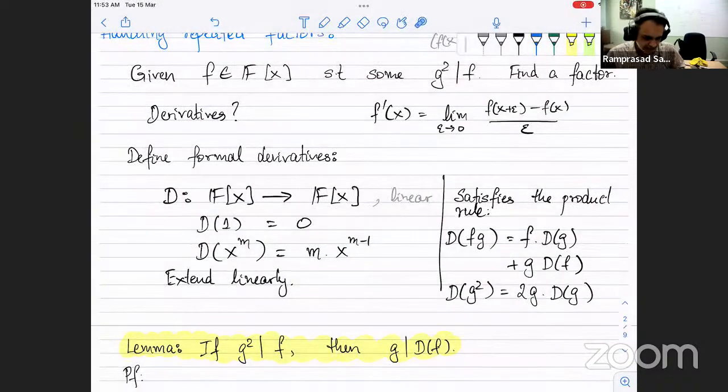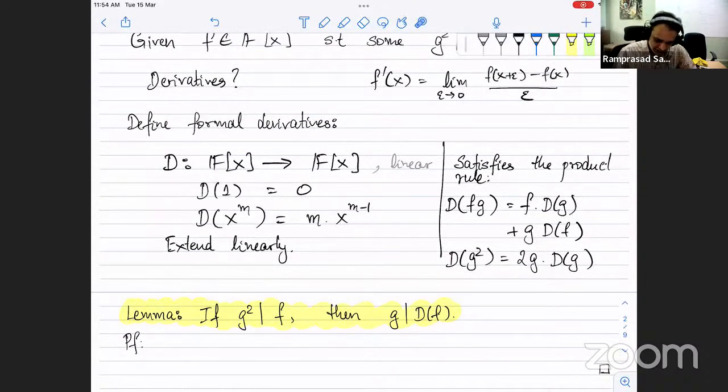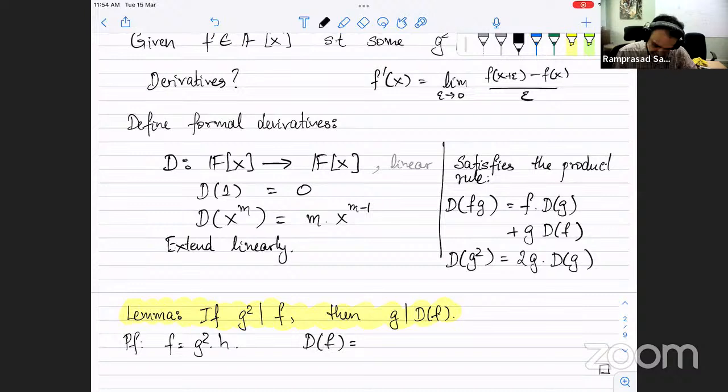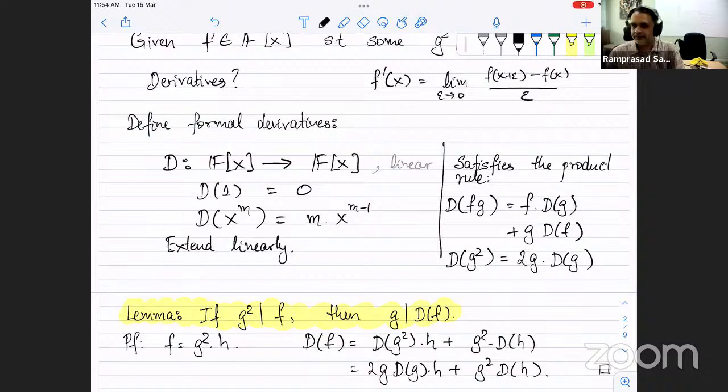This is a very simple proof. Let's say f is equal to some g squared times h. Then the derivative of f is equal to 2g times the derivative of g times h, plus g squared times the derivative of h. Clearly g divides the right answer. Of course, had I replaced 2 with a larger number, let's say 7, then you will see that g power 6 divides the right answer. There's nothing fancy going on here.